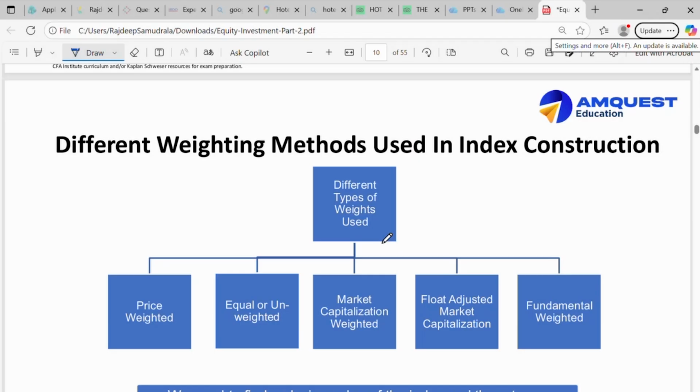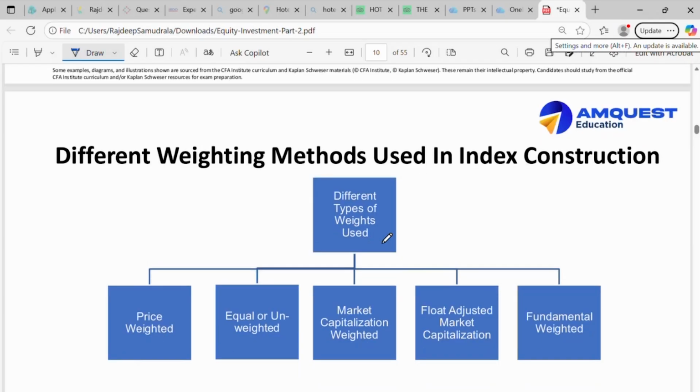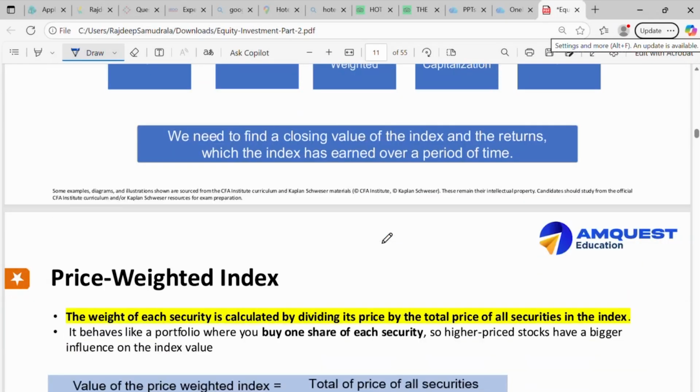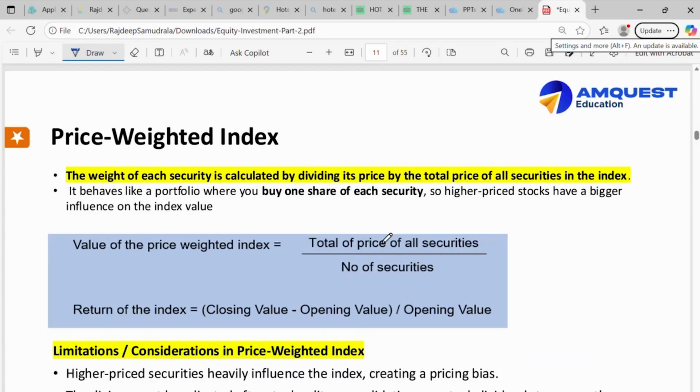Price weighted means what are the prices? Let's say MRF is 1,60,000. It has a very high weight because the individual price of the share is 1,60,000. But the market cap is not so high. The market cap of a Reliance or HDFC Bank is much higher, so its market cap will be greater and it will get a higher weight in the index. So I could choose the type of weight I want to use based on the index that I'm creating. Clear? So let's quickly go through the different types of weighting the index.